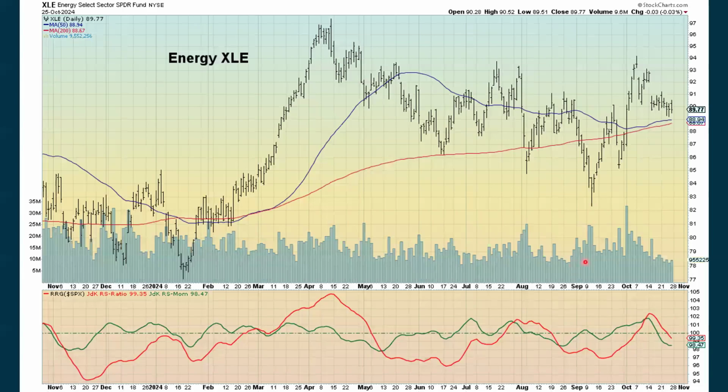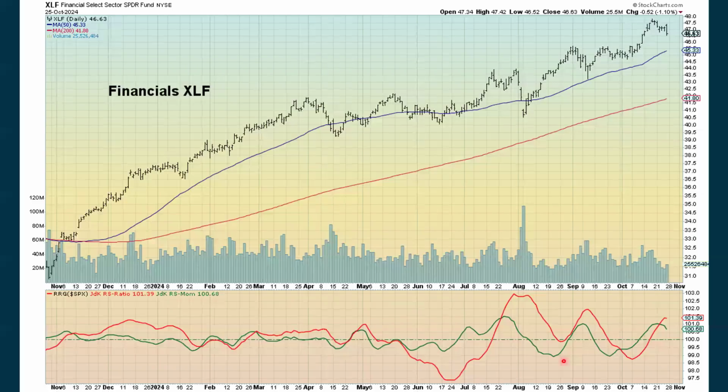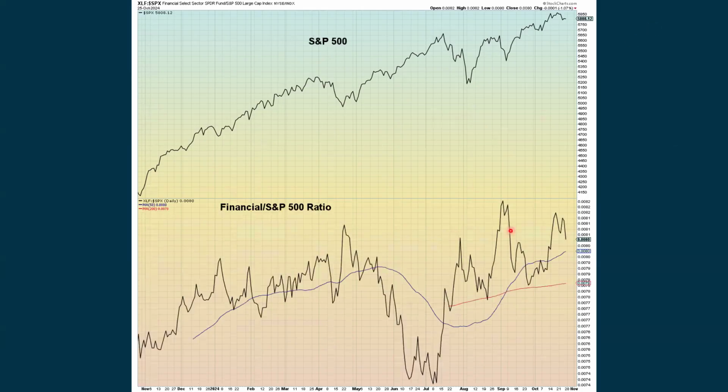Energy, which has really been under a lot of pressure when you use the ratios, is still in an uptrend when you take it by itself, but really underperforming when we compare it to the S&P 500. Financials are coming off of recent all-time highs. The banks are holding up really well for right now and doing pretty good, even though we saw some profit taking later last week, but there's an uptrend with this overall ratio.